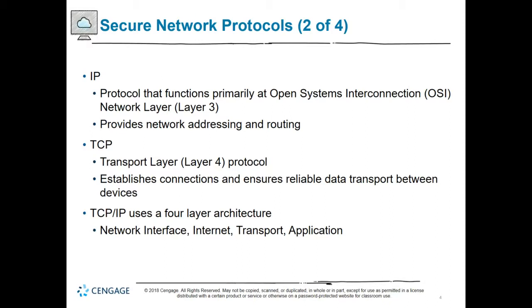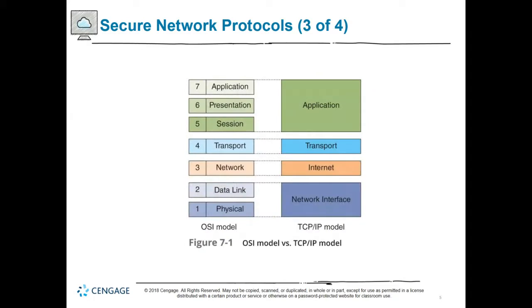It ensures that the data transport between the devices is reliable, and it uses a 4-layer architecture for the TCP/IP: network interface, internet, transport, and application. So when we talked about the OSI model, we had 7 layers. The TCP/IP only uses 4.